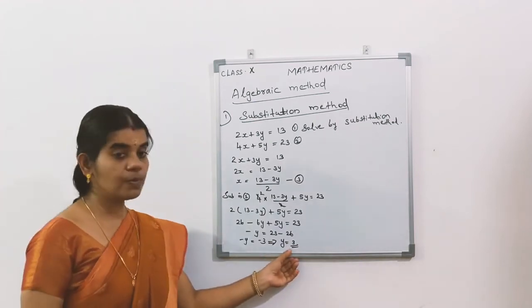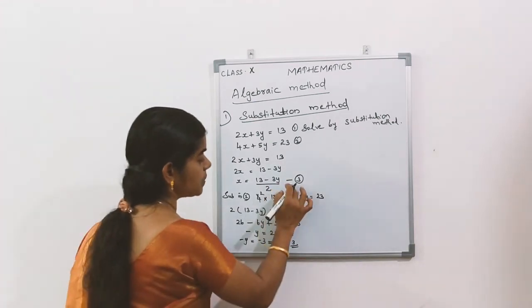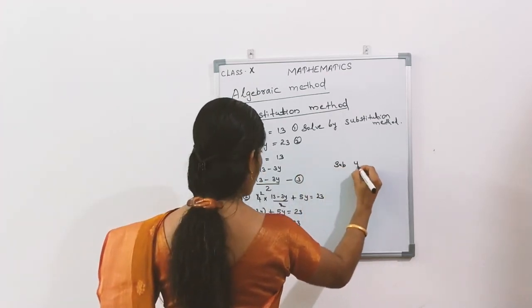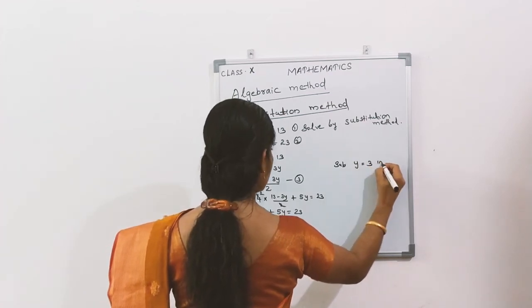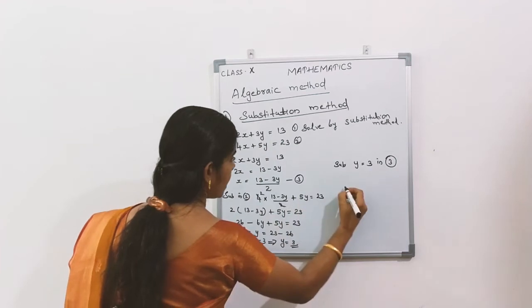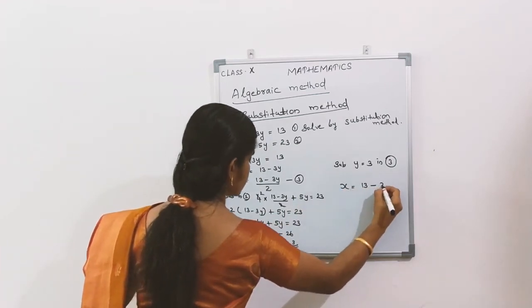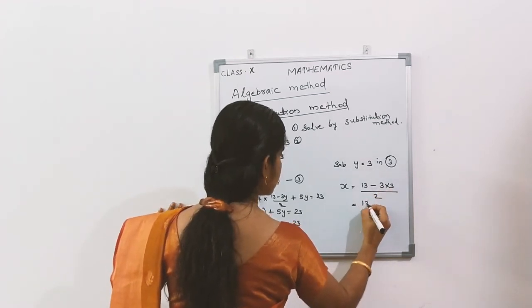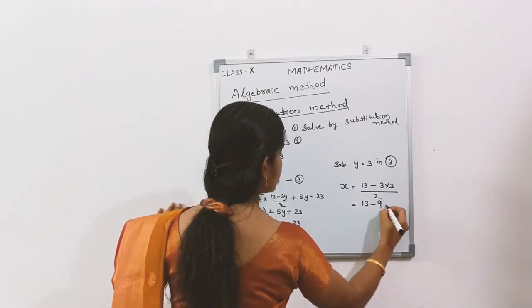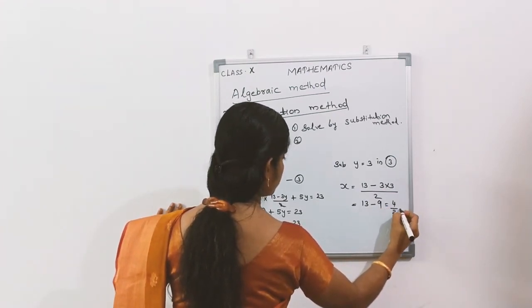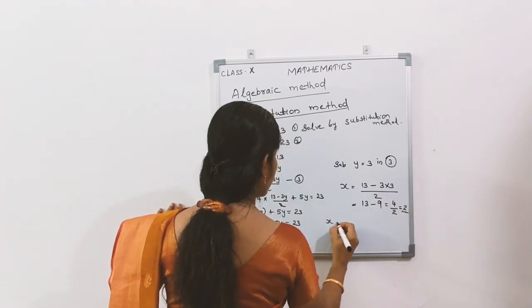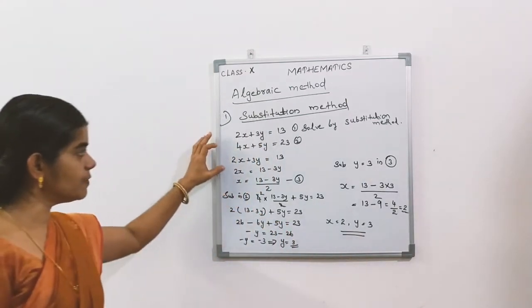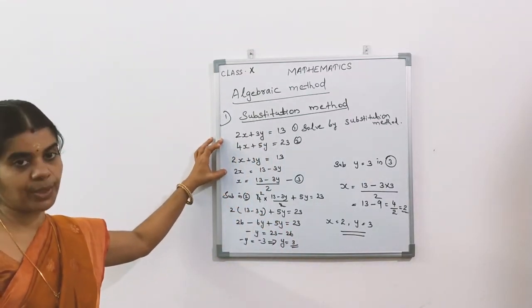Now you got the value of y, and that you want to substitute in equation number 3, you will get the x value also. Substitute y is equal to 3 in equation number 3. Then x is equal to 13 minus 9 means 4. 4 by 2, that's equal to 2. Therefore, x is equal to 2 and y is equal to 3 is the value of solution of these pair of linear equation. Is it clear?